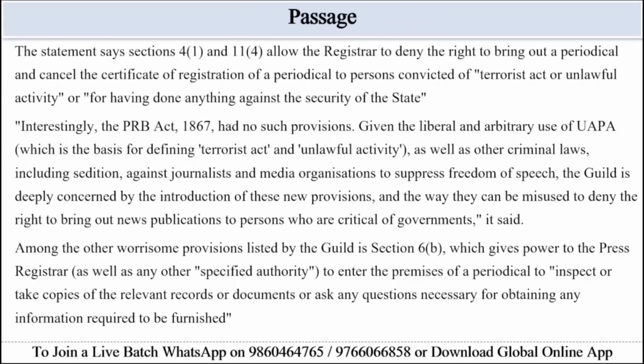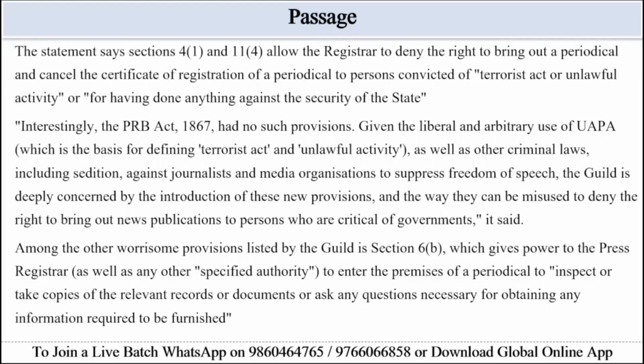So option B says Mr. B accused of unlawful activities under UAPA. The passage talks about persons convicted, not merely accused. Accusation alone does not fit the text. In case of option C, Mr. C accused of terrorist activities under UAPA. Again, only convicted persons are explicitly targeted in the quoted clause. Mere accusation is not enough.